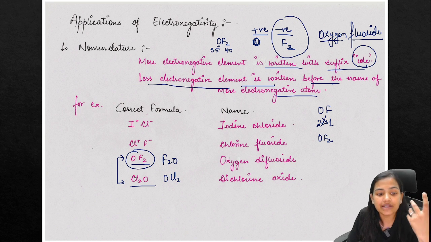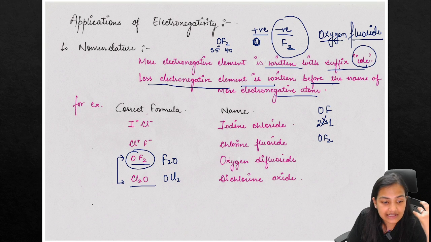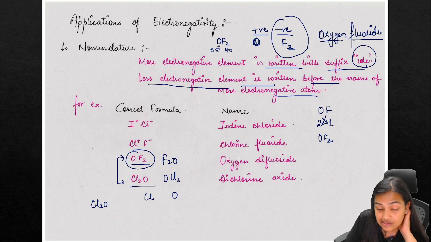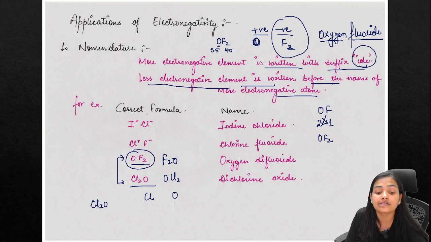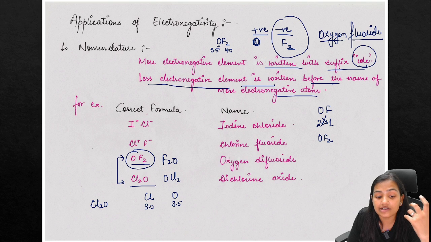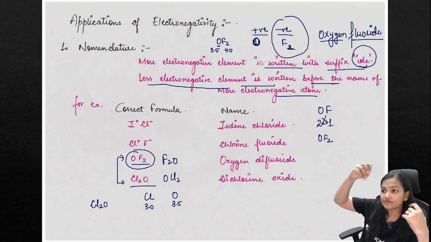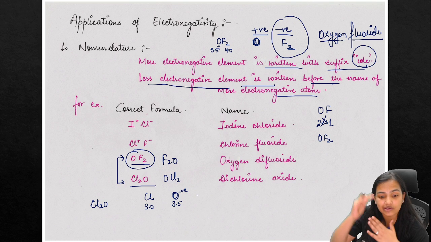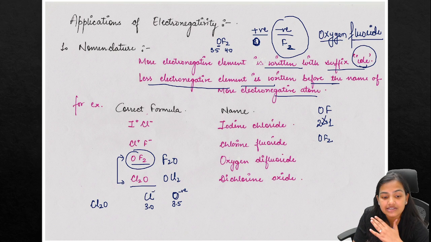Let me take another example, that is the example of Cl2O. If you have to form a compound of chlorine and oxygen, then Cl and O. So for oxygen, the electronegativity value is 3.5, and chlorine is 3.0. You remember, fluorine was 4, chlorine was 3, right? So who is more electronegative? Oxygen. So the species which is more electronegative will be on the right hand side, and the species which is less electronegative will be on the left hand side.